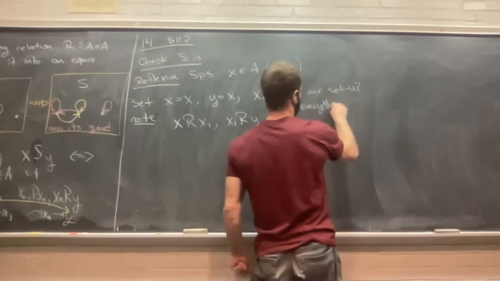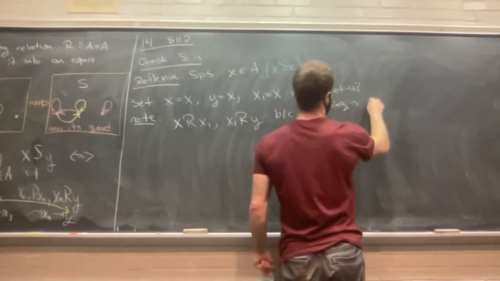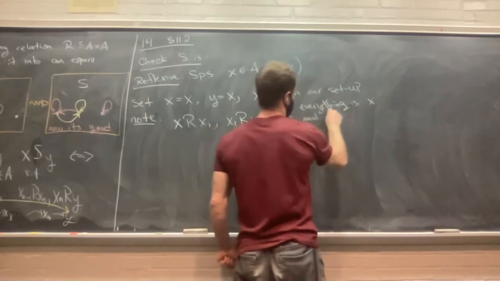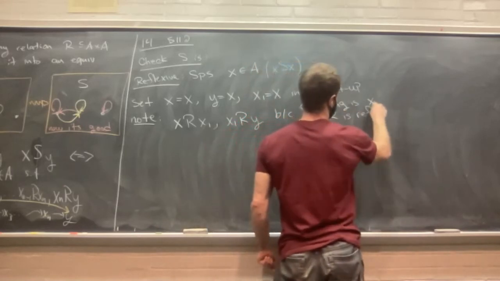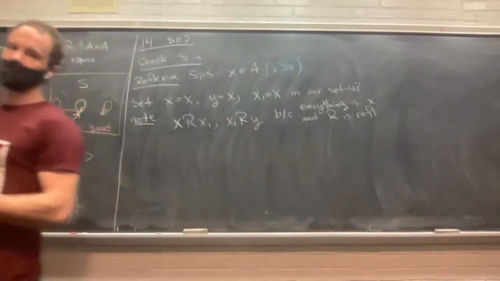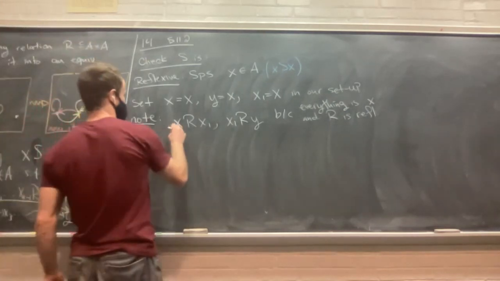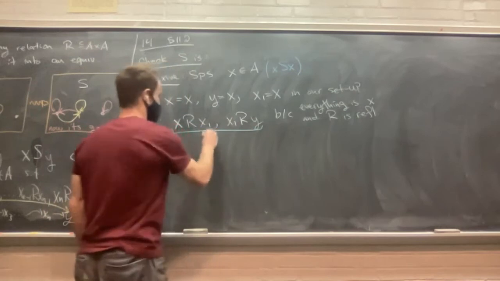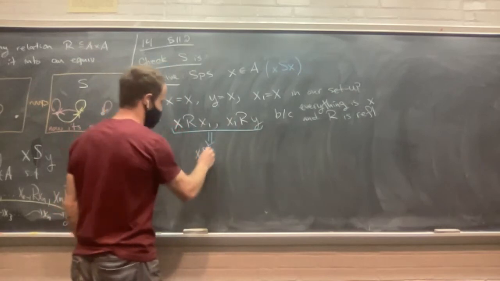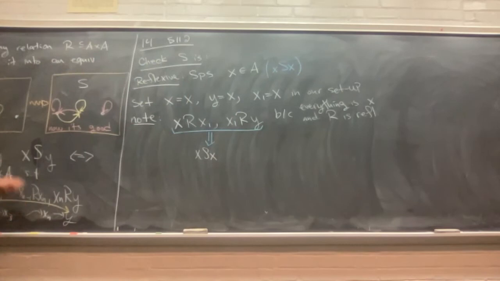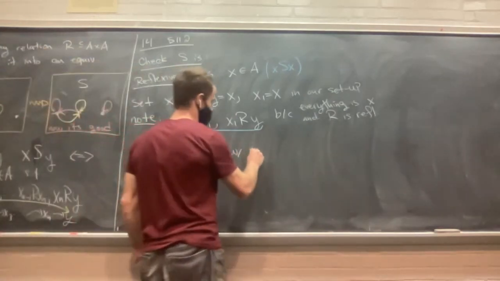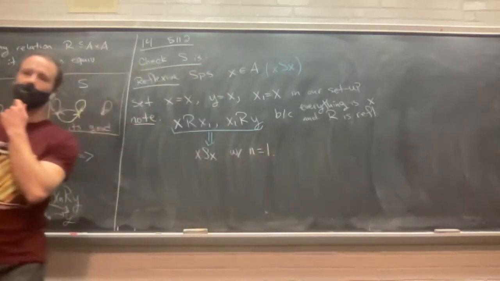everything is X and R is reflexive, right? So, we assumed R was reflexive. Okay, but these two things together tell us that X is S related to X by this thing right here, right? With N equals 1. So with a path length of 1.